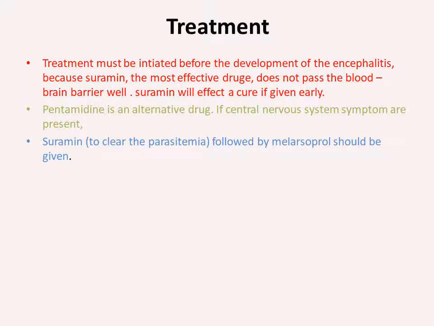Now I am talking about treatment of sleeping sickness. Treatment must be initiated before the development of the encephalitis because suramin, the most effective drug, does not pass the blood-brain barrier well. Suramin will effect a cure if given early. Pentamidine is an alternative drug.